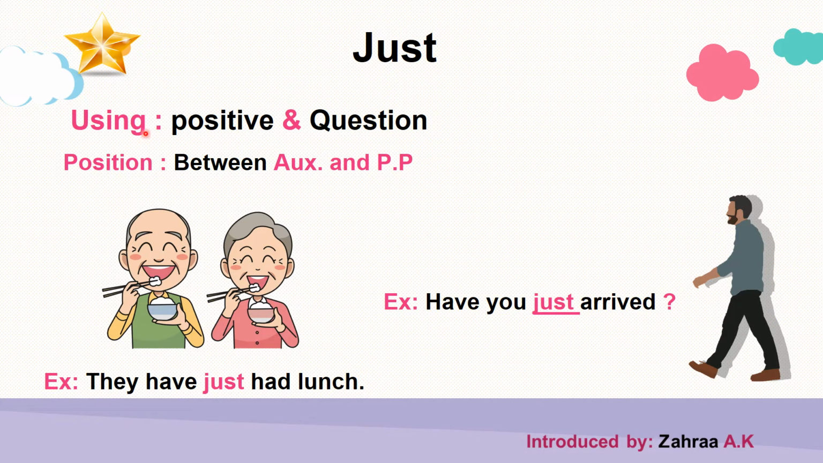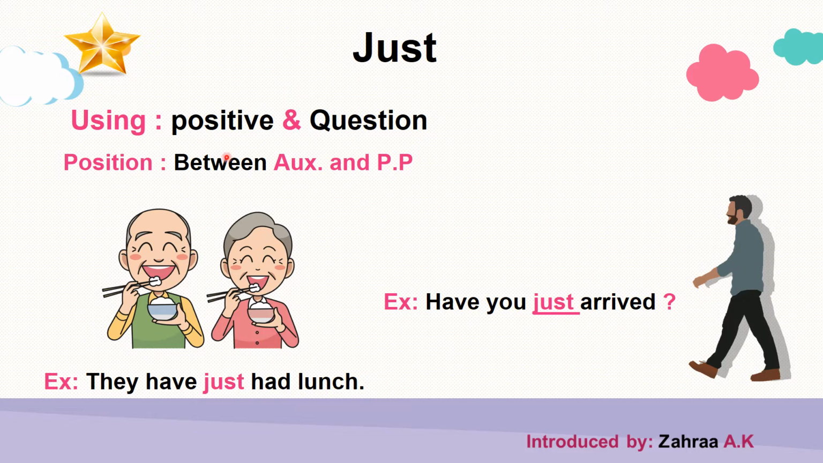So the use of this adverb, استخدام هذا الظرف راح يكون في positive and question، في حالة الإثبات وفي حالة السؤال نستخدم adverb just. The position, الموقع راح يكون between auxiliary and the past participle، يكون موقعه ما بين الفعل المساعد والتصريف الثالث للفعل. دائما no. We will see in the examples. راح نلاحظ بالأمثلة كيف ممكن يتغير موقعه.